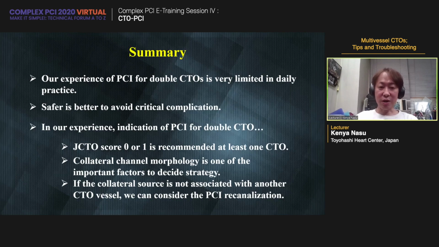And also collateral channel morphology is very important. If the collateral channel is jeopardized, then we should consider CABG. But if the collateral channels are multiple, or ipsilateral, or independent, then we can consider PCI for this kind of double CTO case. Thank you for your attention.